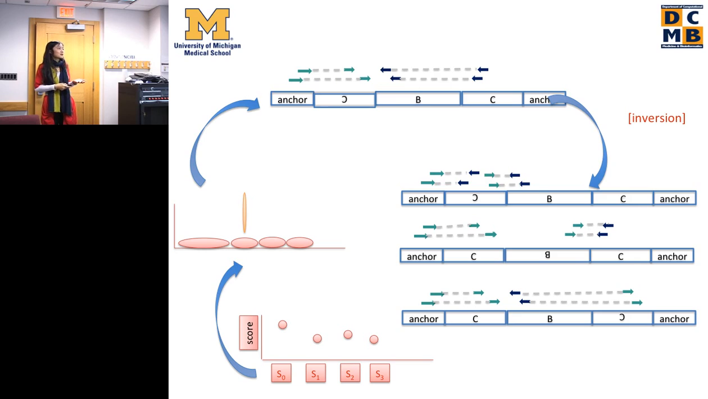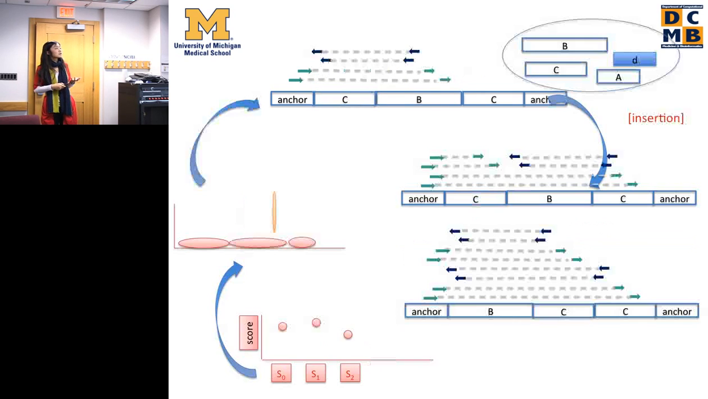I'm not gonna go back, it's too long. So if it's a duplication, maybe if we want to duplicate B, we can just insert B back somewhere. And this is like a duplication. And also translocation, we can delete first and then insert back somewhere else.